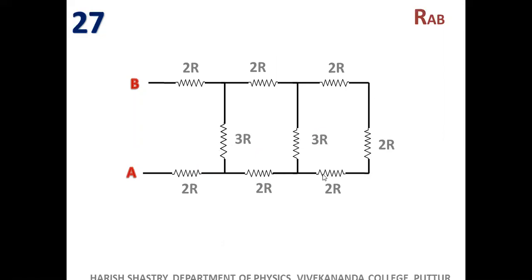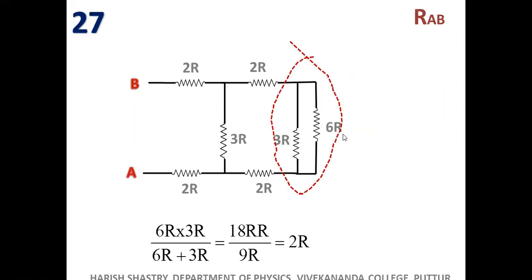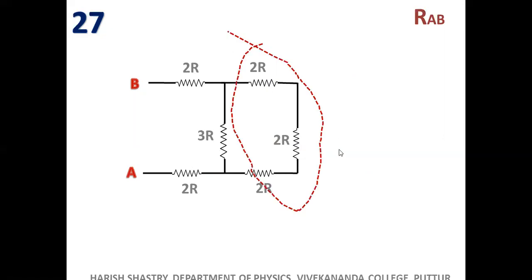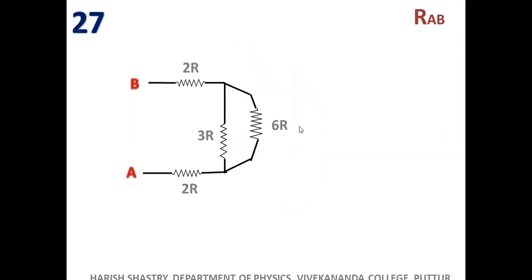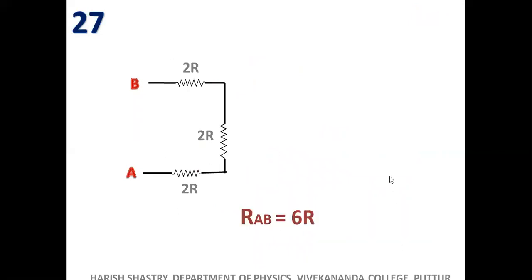2R, 2R, 2R, 6R. 6R parallel 3R is again 2R, because 6 into 3 by 6 plus 3 is 2. That's what we did. So this is replaced by 6, 6 parallel 3 is 2, 2, 2, 2, 6, and again 6 parallel 3 is 2, 2, 2, 2, 6, right? And the final answer is 2, 2, 2, 6R.